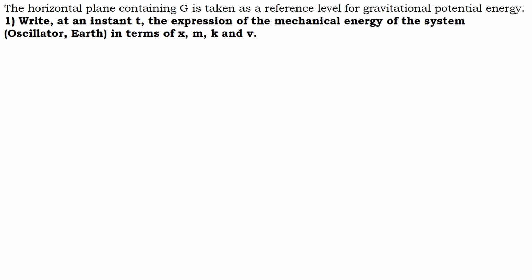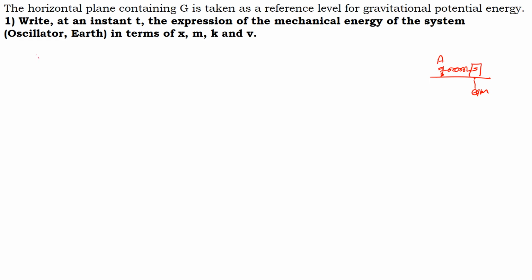So if we go back to the system, we had the block S connected to a spring connected to a fixed end, which is A. So this was the equilibrium position. As you see, since the whole system is on the horizontal, there is no change in GPE, or gravitational potential energy. Right at instant t, the expression of the mechanical energy of the system oscillator-Earth in terms of x, m, k, and v.